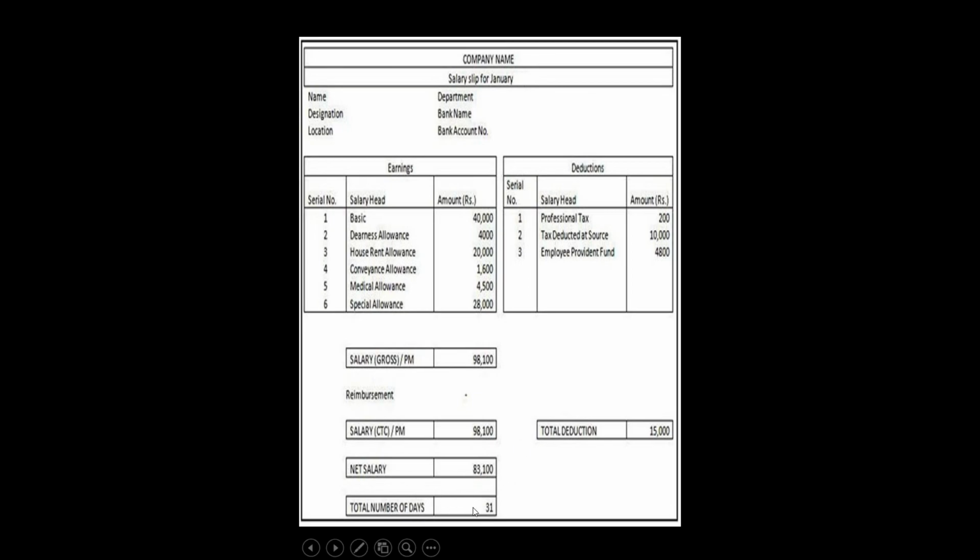And then they just show you total number of days, 31 days, because your salary slip will span the whole month. So that's the difference between your wages and your salaries. You can see on this, there's no hourly rate here, there's no overtime, nothing like that. It's just what you've done for that month. Hope this helps.